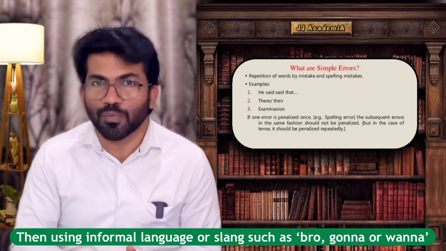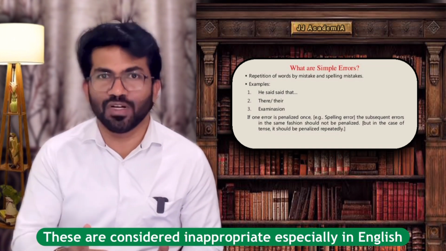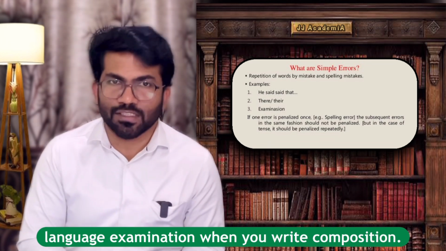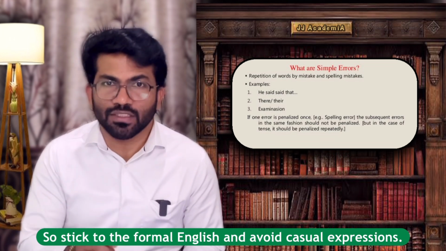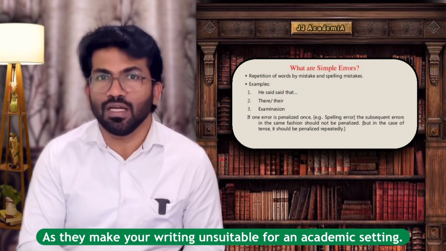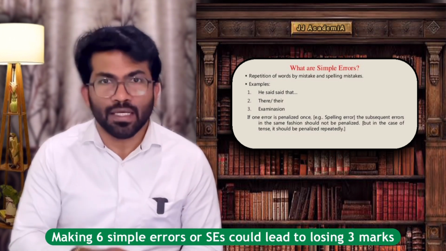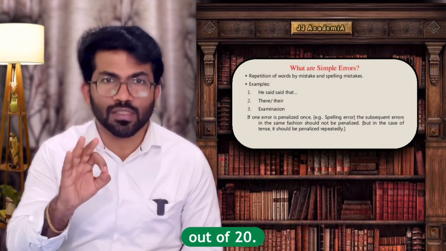Then using informal language or slang such as bro, gonna or wanna, these are considered inappropriate, especially in an English language examination when you write a composition. So stick to formal English and avoid casual expressions as they make your writing unsuitable for an academic setting. Making 6 symbol errors or SEs could lead to losing 3 marks out of 20.